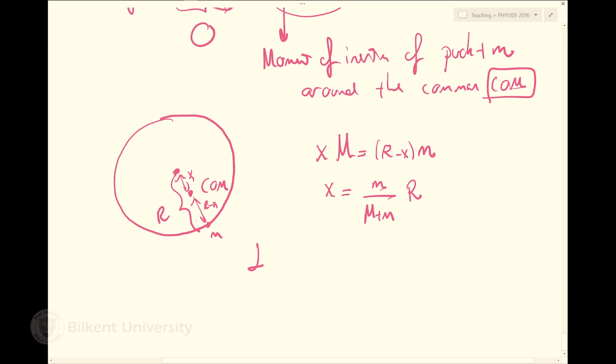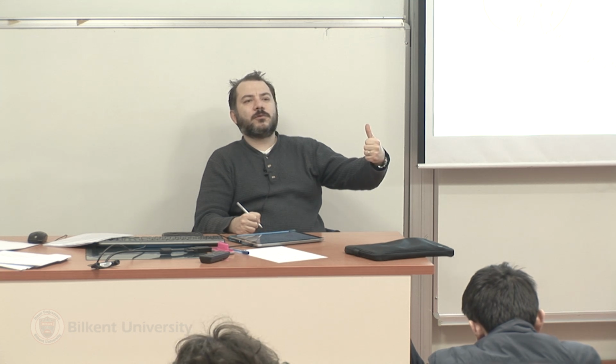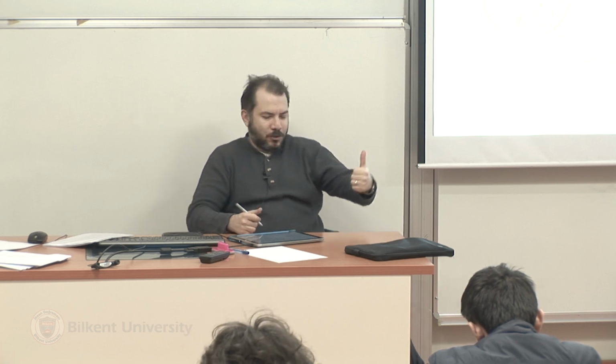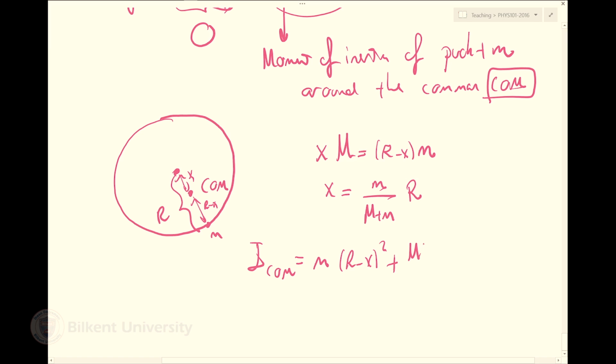So what is I center of mass? There are two contributions. One contribution is from the small mass. Small mass contribution is m times r minus x squared. Plus, there is a contribution coming from the puck. And how do I calculate the contribution from the puck? By the parallel axis theorem. It's going to be the center of mass moment of inertia of the puck plus capital M times x squared.